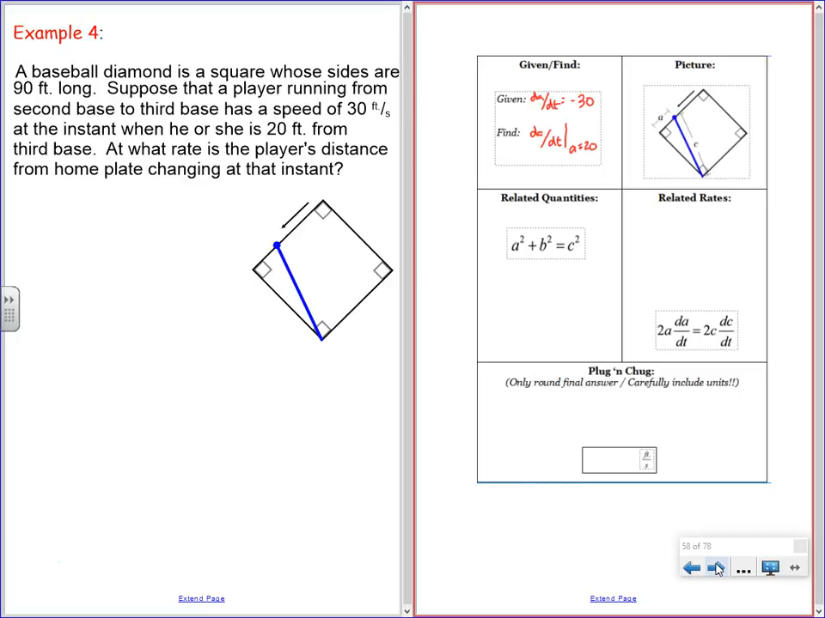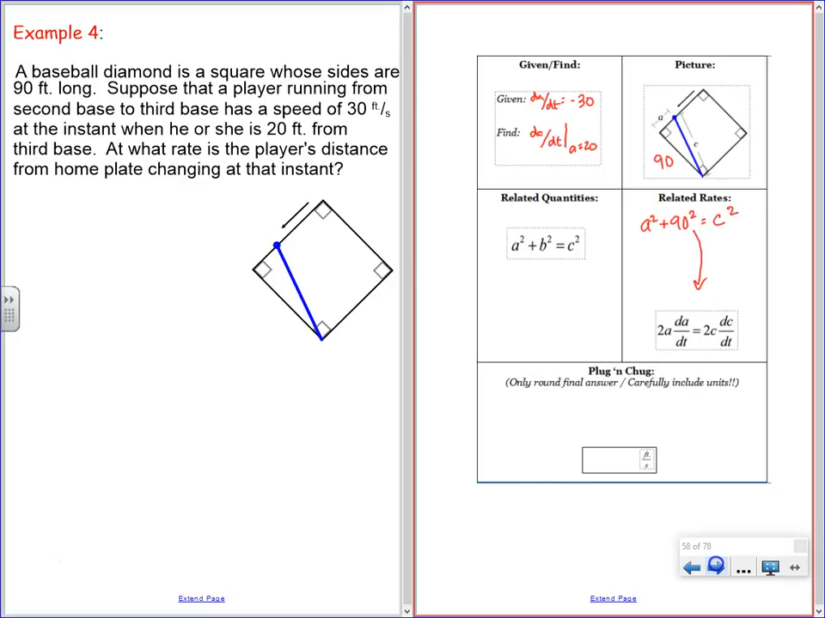It doesn't change. Well, who is B? This distance doesn't change as a little dude runs from second to third. This is still staying 90. 90 is 90 is 90, non-changing for this scenario. So what could we do with our numbers? A squared, or our formula, plus 90 squared equals C squared.